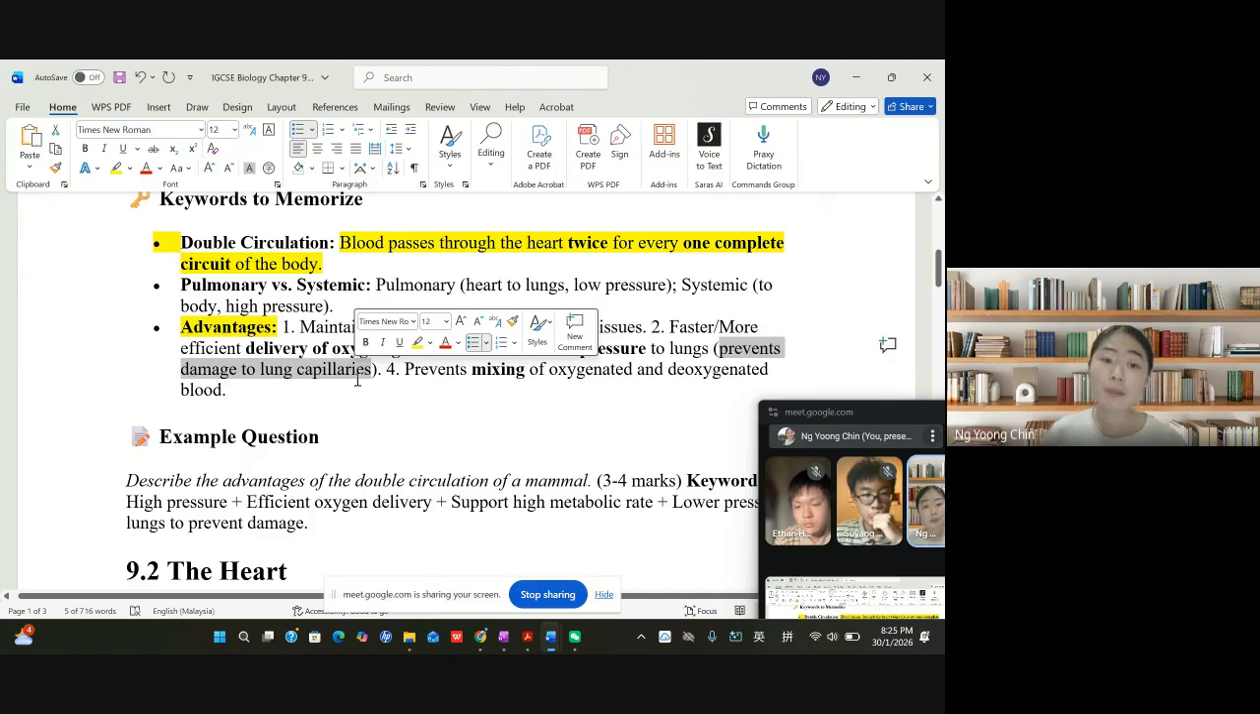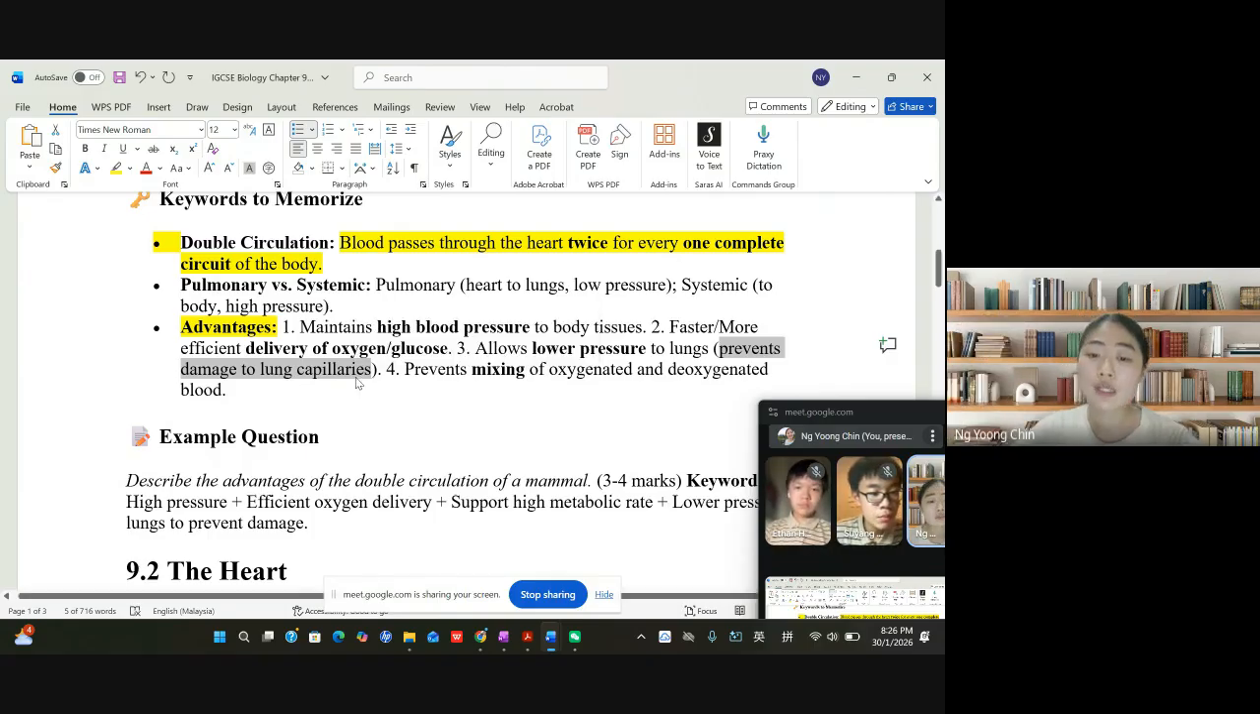Because you should remember that your lung capillary, or we call it pulmonary capillary, is very delicate because its wall is very thin. They have a one-cell thick wall. This is to reduce the distance for diffusion. So that's why they want to prevent the rupture of the capillary walls.